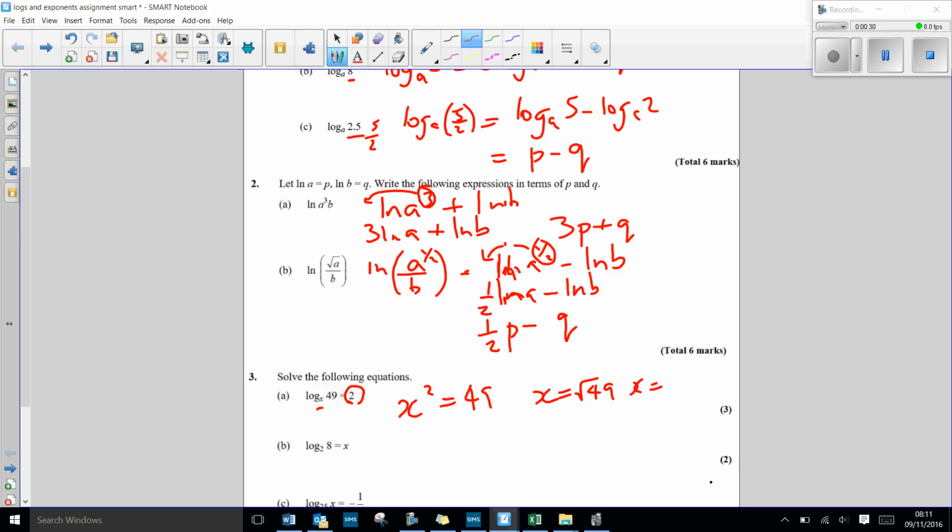Similarly, 2 to the power x is equal to 8, and I know that 2 to the power 3 is 8, so x is 3.